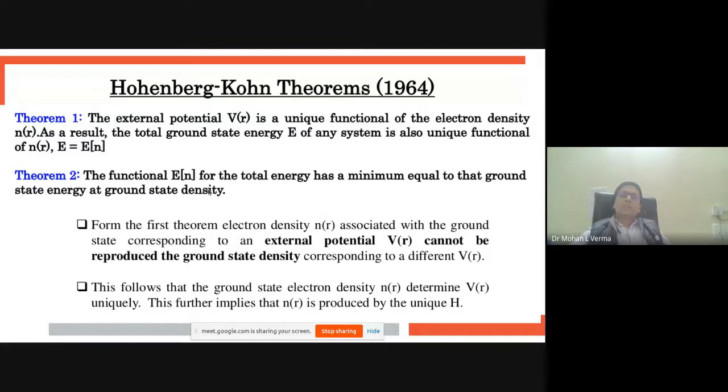And the Hohenberg-Kohn theorem is given in 1964, and here in place of the wave function in the Schrödinger equation, it is replaced by the charge density term. It is that HK theorem, and these are two theorems.